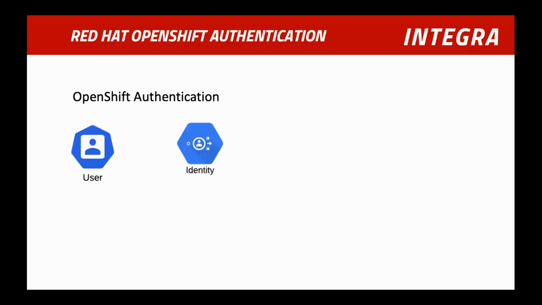Next, we have identity. Identity is basically a shadow resource. It stores the data of a user. It stores the authentication information about a user. Each user resource is associated with a single identity resource.